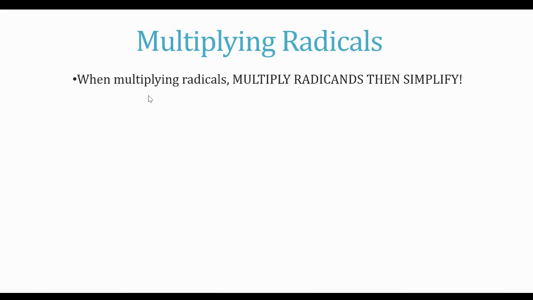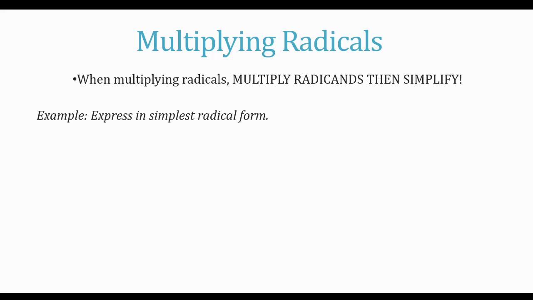Okay, so when we multiply radicals, we multiply the radicands. Hopefully you remember that vocab word. That's the number that's inside the radical. So we're going to multiply the numbers inside the radical, and then we're going to simplify like what we did before. So it's very straightforward. Multiply, then simplify. So let's take a look at an example.